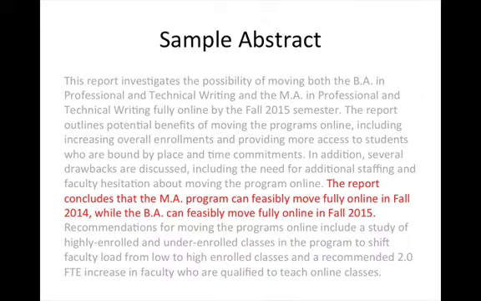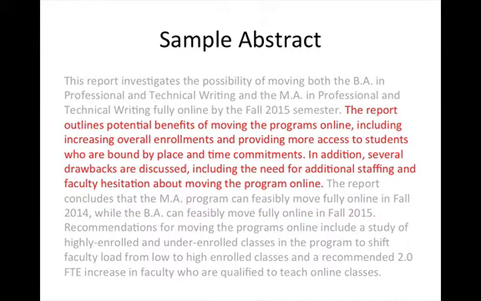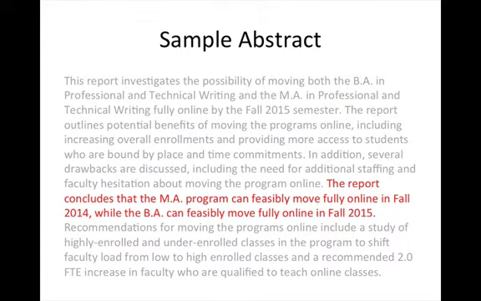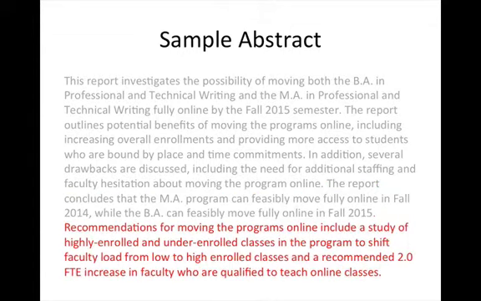So my conclusion is: the report concludes that the MA program can feasibly move fully online in fall 2014, while the BA can feasibly move fully online in fall 2015. So it's a very concise and clear summary of what my conclusion is based on this research that I did. So I should be able to see research here, a brief overview, and the conclusion here, what my conclusion states from that research. And then finally, recommendations.